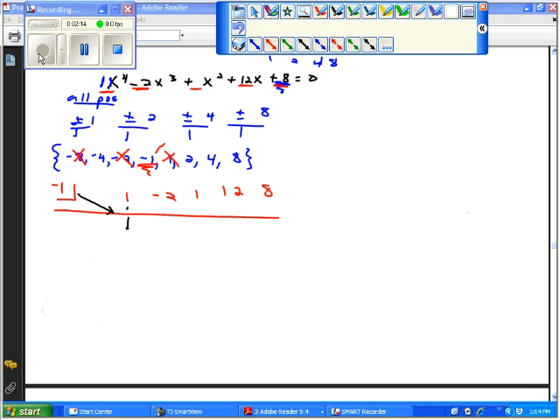And then we multiply. Negative 1 times 1 is negative 1. And then we add, negative 3. Then we multiply. Negative 1 times negative 3 is positive 3. And then we add, 4. And then we multiply, negative 4. And then we add, 8. And then we multiply, negative 8. And then we add and we get a 0. And because we got a 0, we knew that minus 1 was a root.